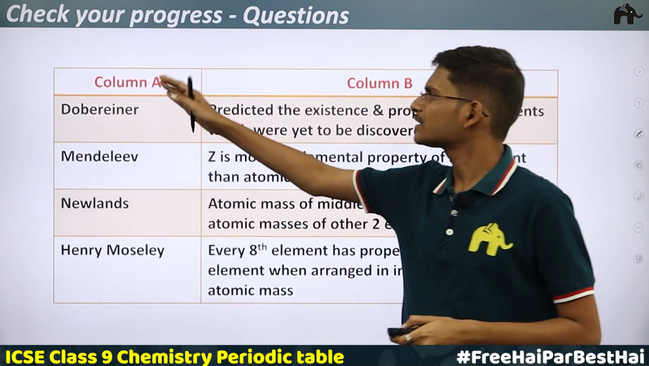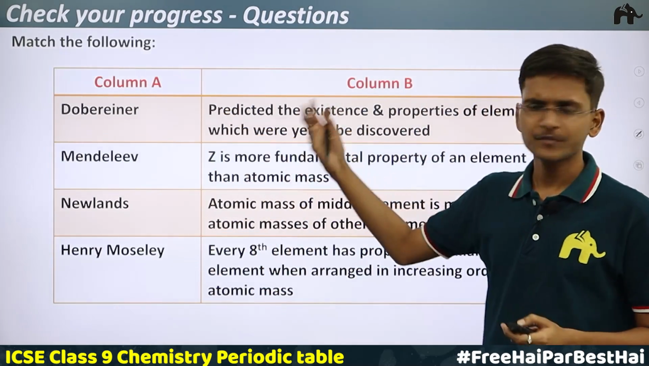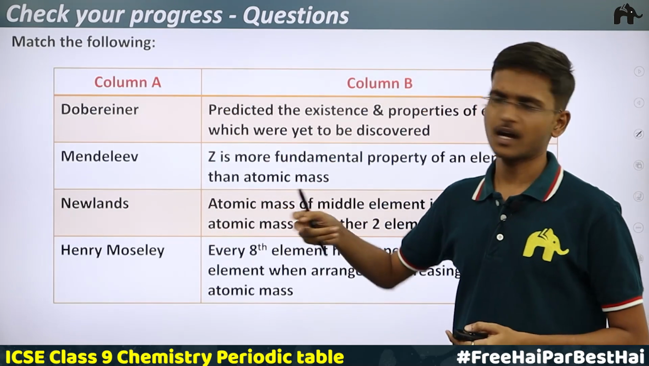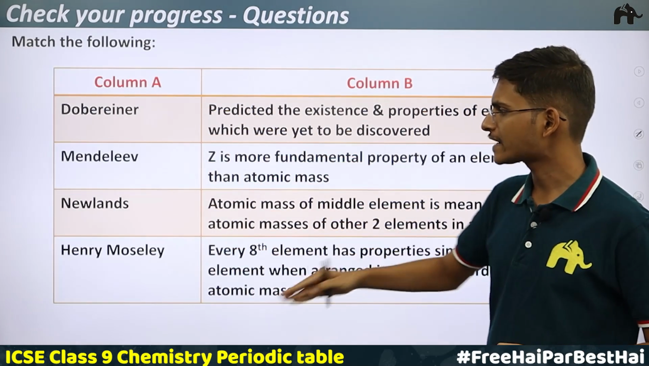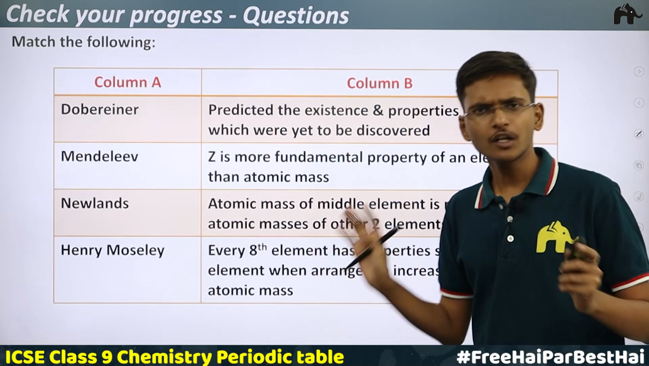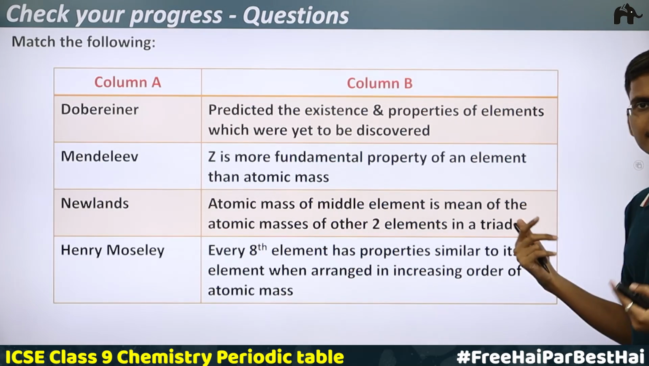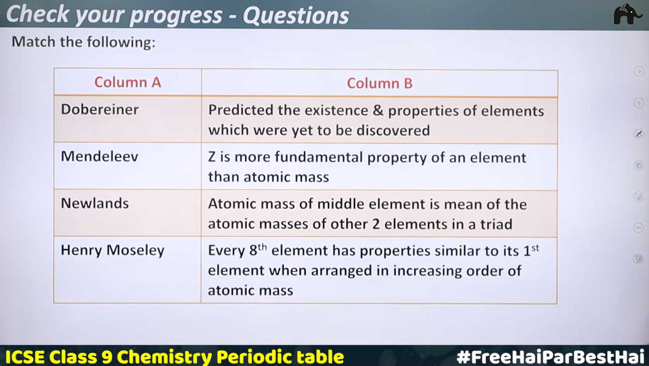So first is this very simple question, match the following. Now the names of the scientists are here in front of you: Döbereiner, Mendeleev, Newlands, and Henry Moseley. Now what I'm going to do is take a side here. You just have a screenshot and then you try on your own to match the columns. Because I'm pretty sure that if you have paid attention and understood the things, you would definitely match the correct answers. Fine, so I hope it's done.